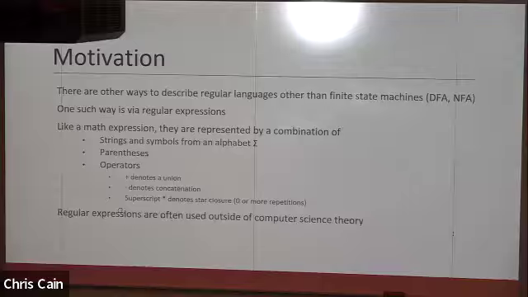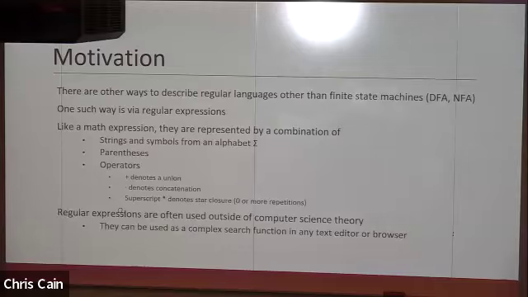Regular expressions are very frequently used outside of computer science theory. For any complex search in a text editor or browser, if you wanted to find all phone numbers in a document, you could say digit, digit, digit, dash, digit, digit, digit, digit, without an area code. Or you could say open parenthesis, digit, digit, digit, close parenthesis, and that would be the area code. You could identify every area code within a document. You could identify every year as four consecutive digits with spaces on either side. You could identify social security numbers in a document very quickly with a regular expression.